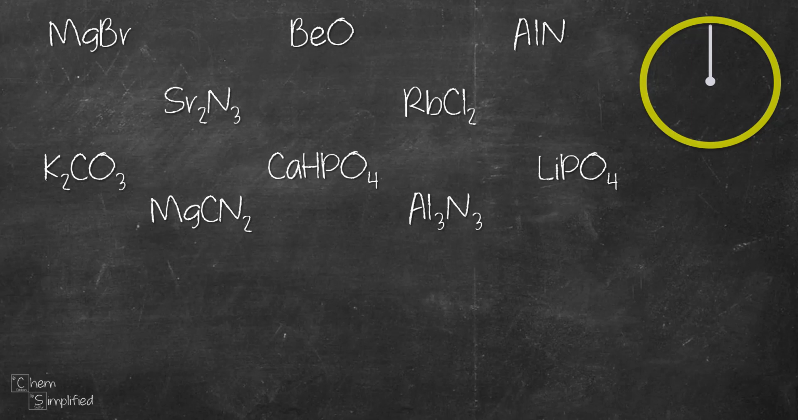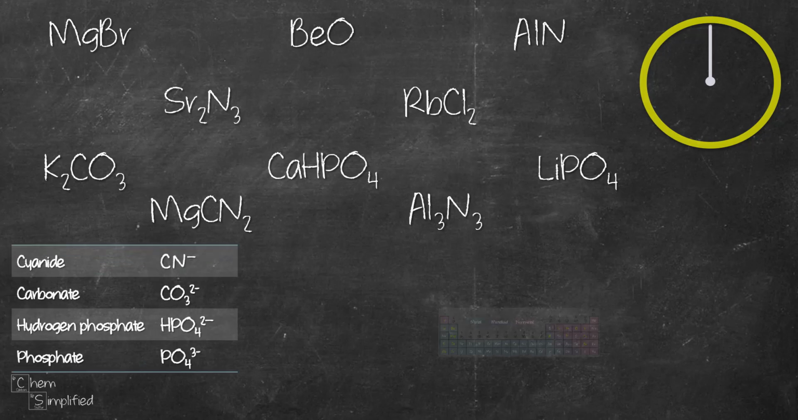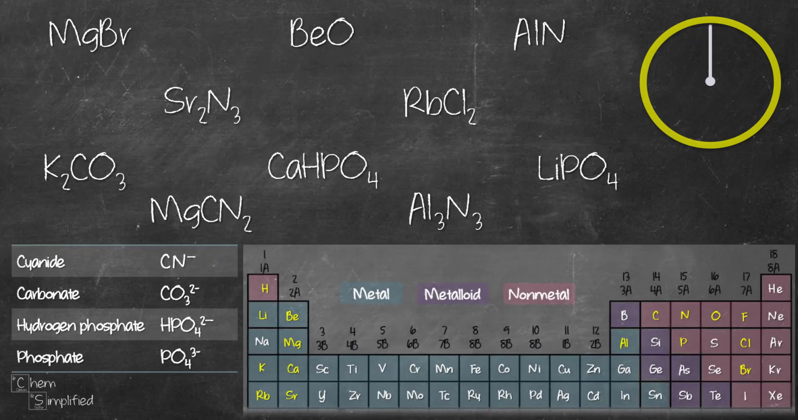Now before I do that, here's the list of polyatomic ions and part of the periodic table in case you need them. Are you ready? Here we go.